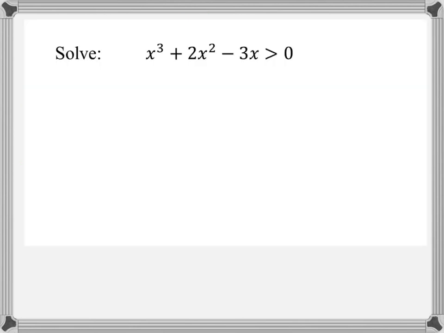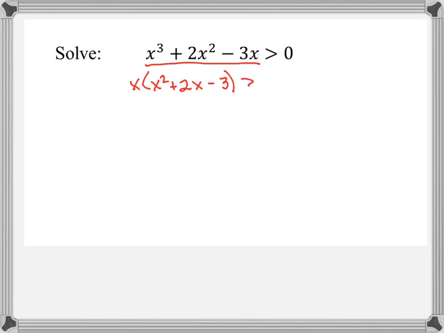Let's look at another one. Let's solve x cubed plus 2x squared minus 3x is greater than 0. Okay, so this is already with everything on one side, 0 on the right-hand side, but we do need to factor our left-hand side. I'm going to start by factoring out a greatest common factor, and here that would be x. So x cubed divided by x is x squared, 2x squared divided by x is 2x, negative 3x divided by x is negative 3. So I have x times x squared plus 2x minus 3.